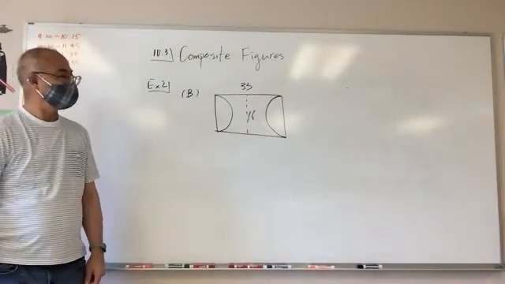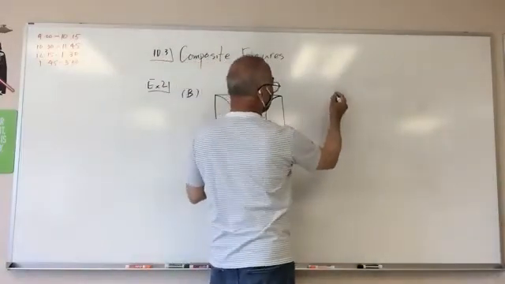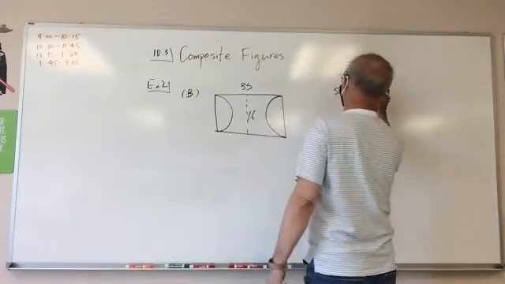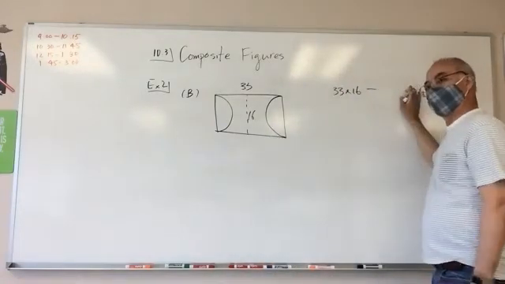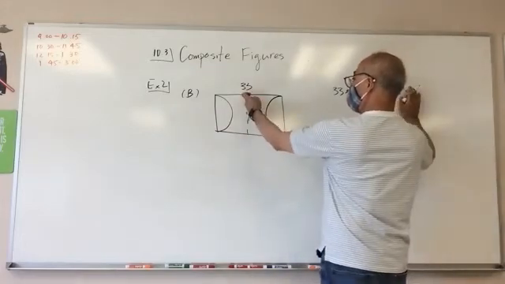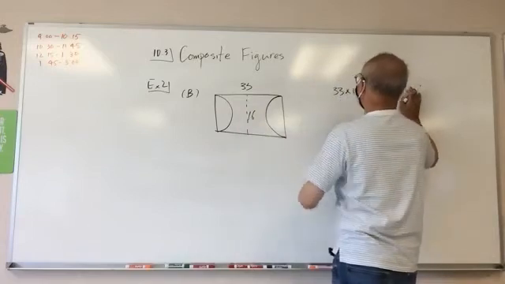Find the area of the rectangle. Which is? 16 times 33. Okay, and then you take the 16 to be the diameter, right? So which means that the radius is 8.